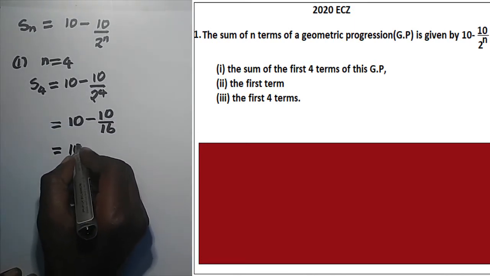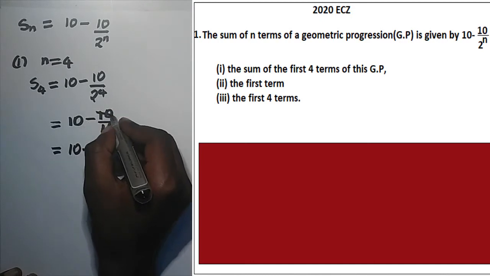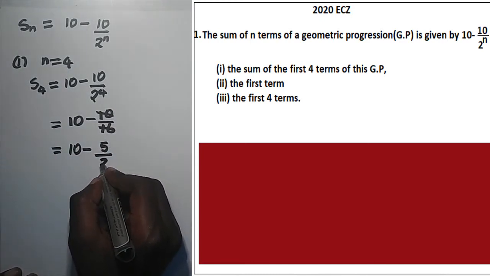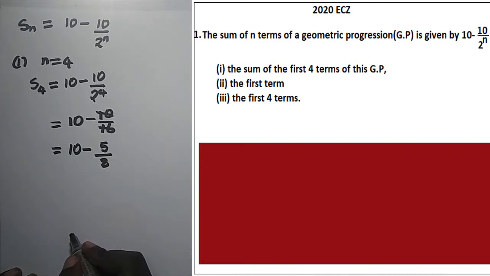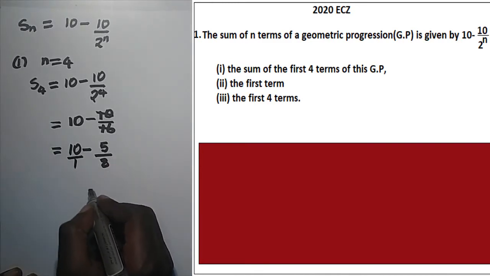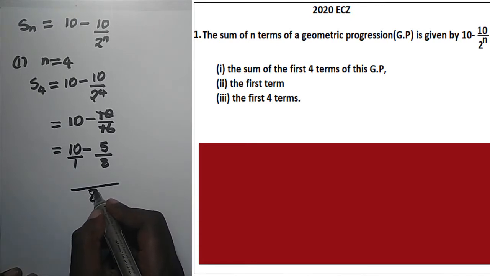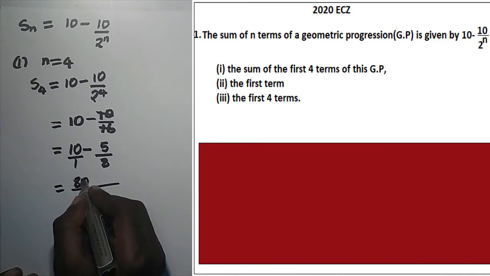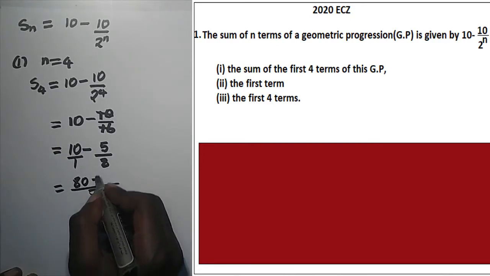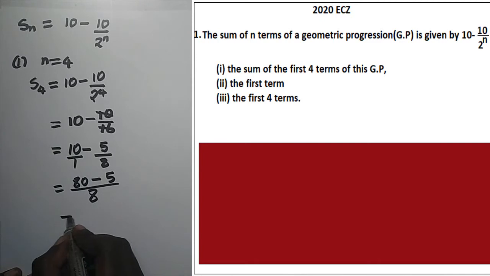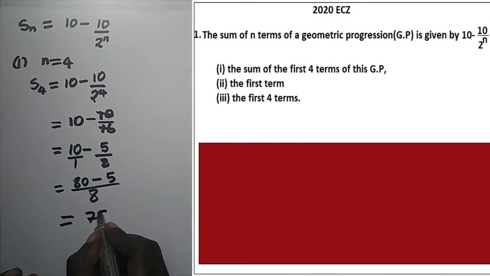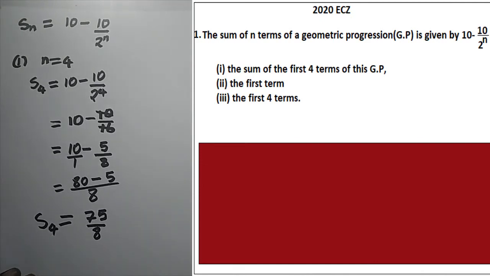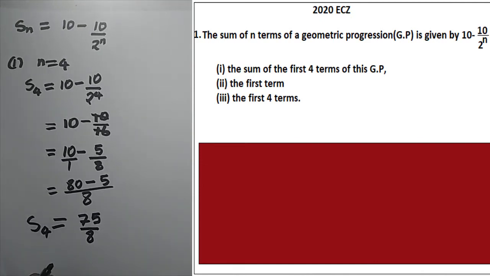So we are going to have 10 minus, 2 into 10 is 5, 2 into 16 is 8. And so at this stage we can find the common denominators. We are going to have 8 here. So 1 into 8 is 8 times 10, we have 80, minus 8 into 8 is 1 times 5. There we have 5. And this gives us 75 over 8 as the sum of the first 4 terms.